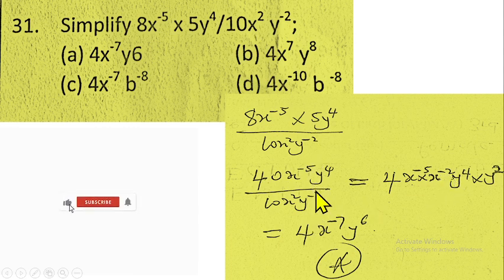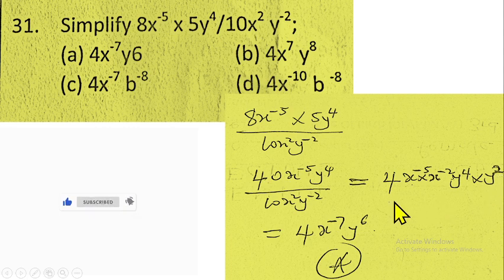Also here, for this y raised to power minus 2, this one means 1 over y raised to power minus 2 because it's under this division sign. So if you write that, that means you'll be having y raised to power 4 here, but for this one you'll be having y raised to power minus 2. So minus times minus will give us plus 2. Do you understand that now?